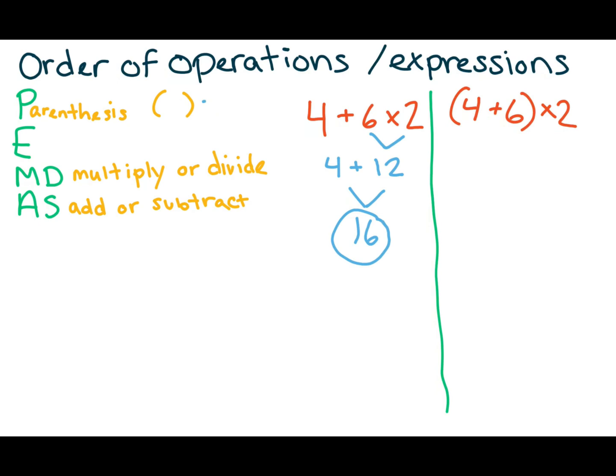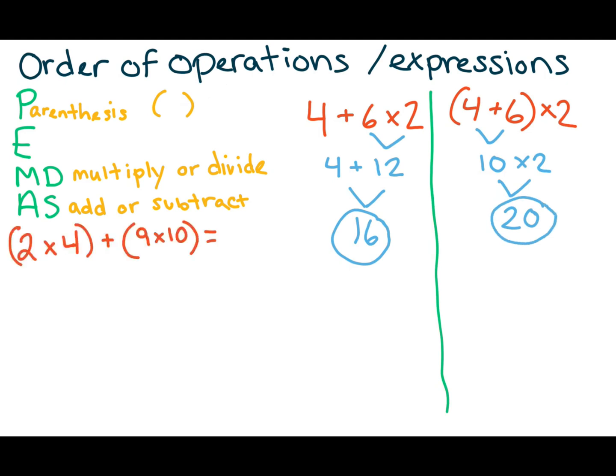Let's compare that to if we had one with parentheses, where we'd solve that first instead. 4 plus 6 is 10. Then we're going to do the multiplication or division, and 10 times 2 is 20. So when we add parentheses, that changes the answer from 16 to 20.